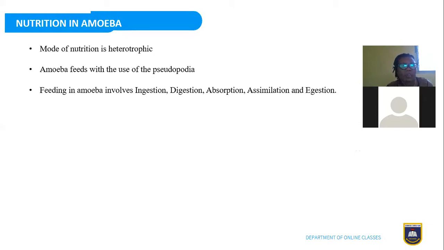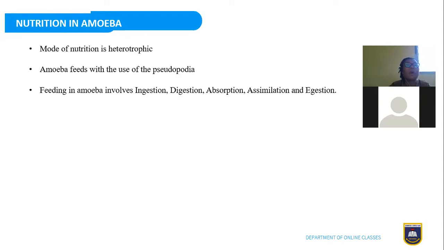Now let's look at nutrition in amoeba. When we talk of nutrition, we know that nutrition is a process whereby organisms obtain food. They don't only obtain the food, but they also make use of it. Anytime I eat, I am not eating for eating's sake, but the body should be able to make use of the food that we took in. So amoeba, which is also a living organism, has its way of obtaining food and making good use of it. After this slide, I'll be showing you a video on how amoeba feeds.